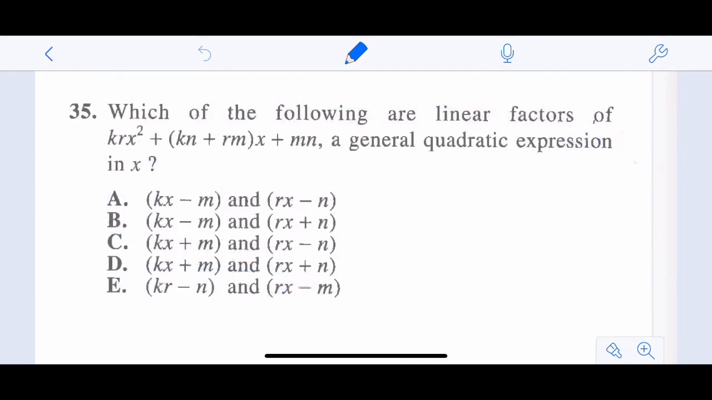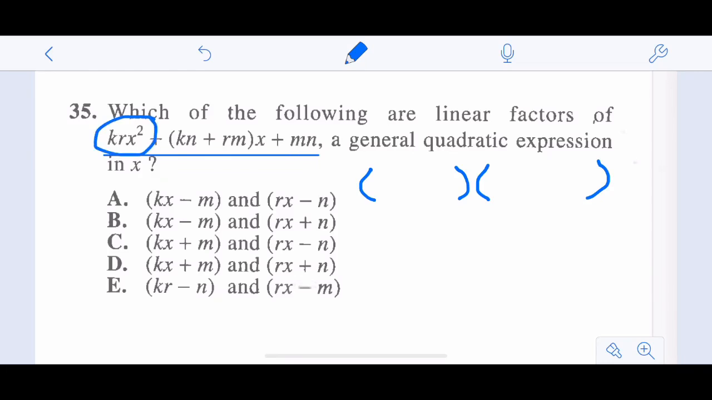Following are linear factors of this expression. Okay, so for this one, you could just plug in the answers if you wanted to, or you could factor it out. So if we look at the first selection, KRX squared, so something times x is going to get us x squared, and kx, and rx will give us krx squared. So we can get rid of choice E, because that one's not going to work.